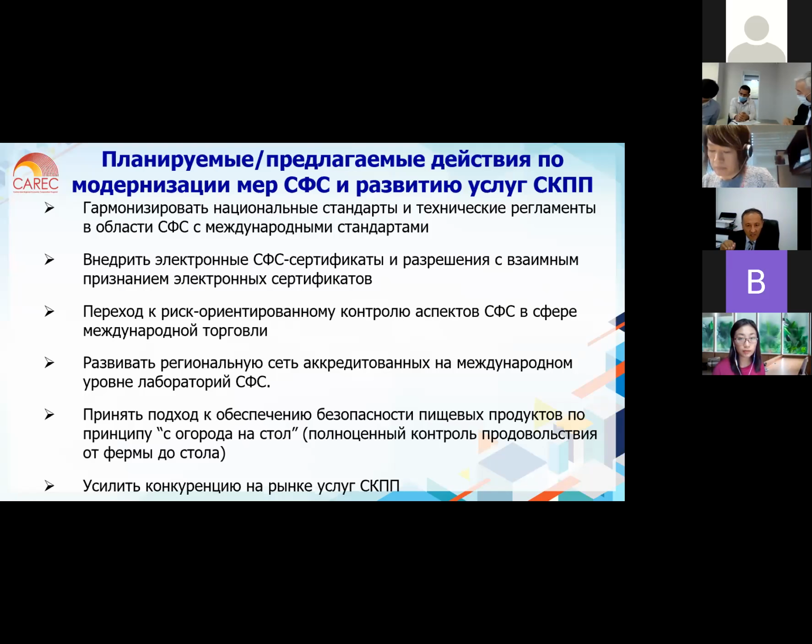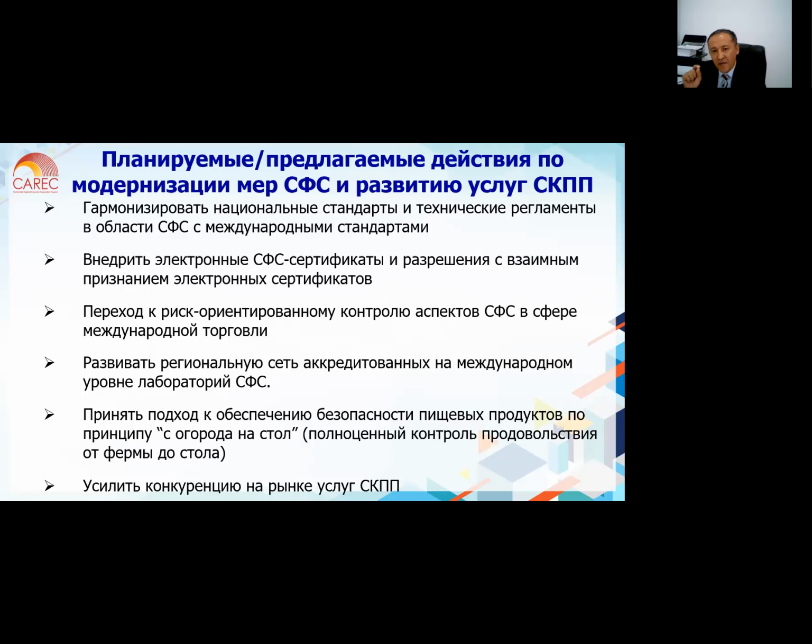$1 invested into the tourism sector generates $5 to $6 of additional value in terms of jobs and general overall additional products. So the tourism sector is a very important sector for Uzbekistan. I would like to call upon all of our colleagues and friends to work collectively towards this.